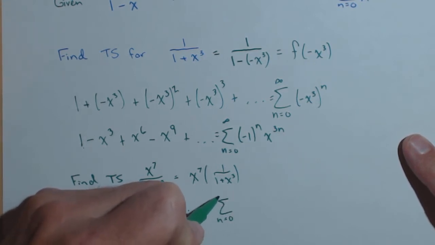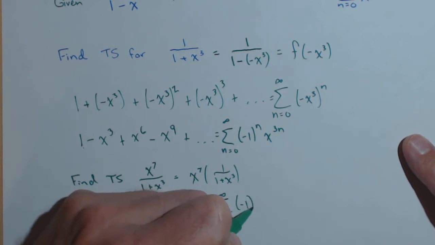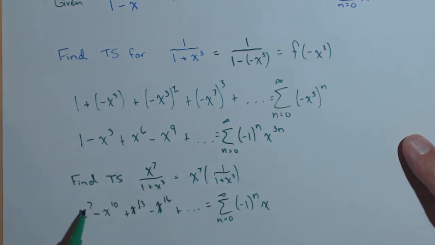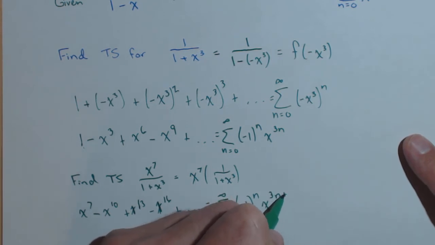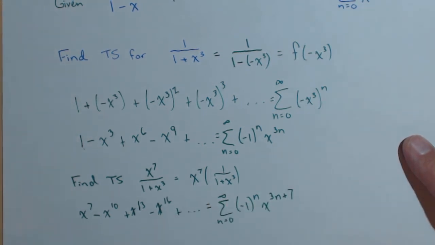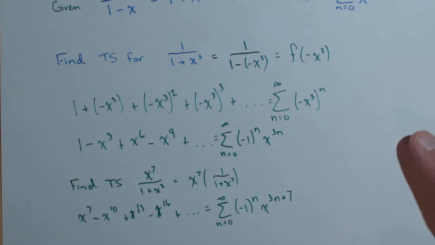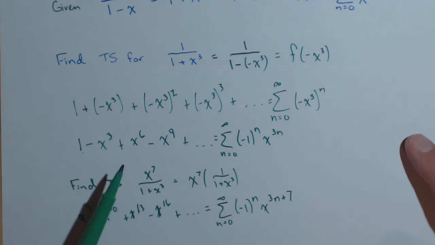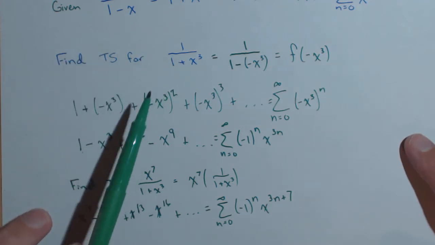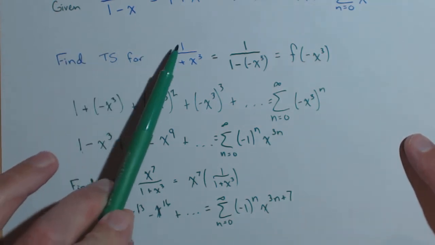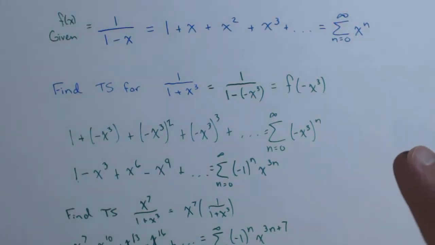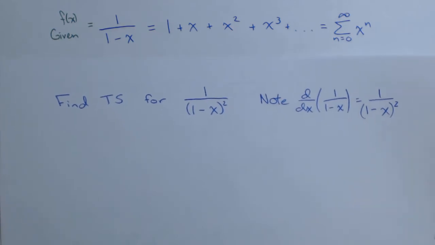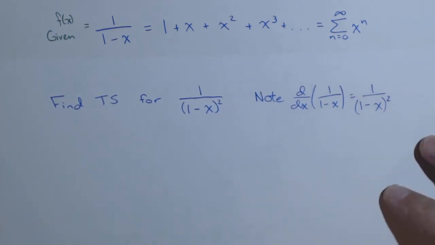Gives us n equals 0 to infinity of negative 1 to the n, x to the ... Now what are we doing? We're multiplying by x to the 7th. That's going to be the 3n plus 7. So again, a very quick way. You shouldn't have to use the product rule in each derivative doing your Taylor expansion, because what you can do is do the Taylor expansion of one piece and then multiply by the other piece. Let's look at one here that involves derivatives.